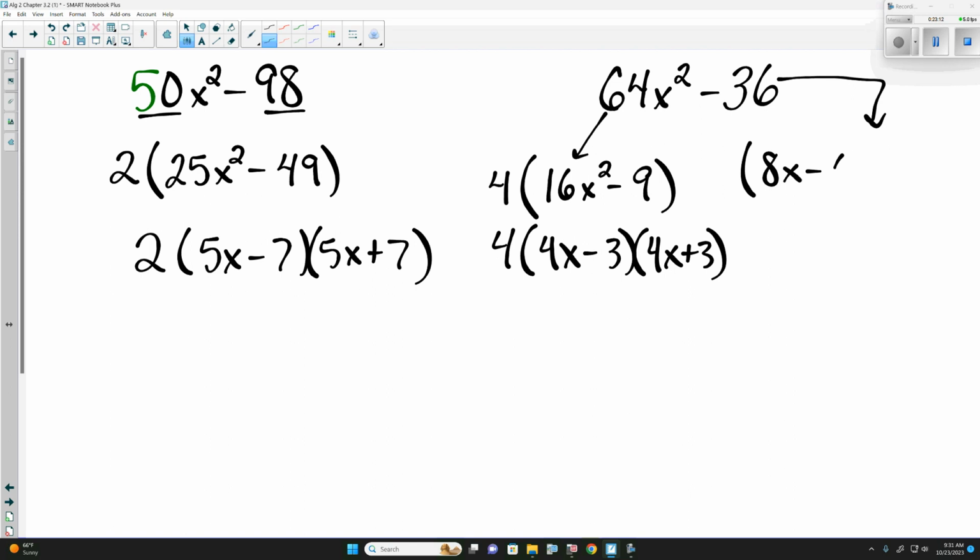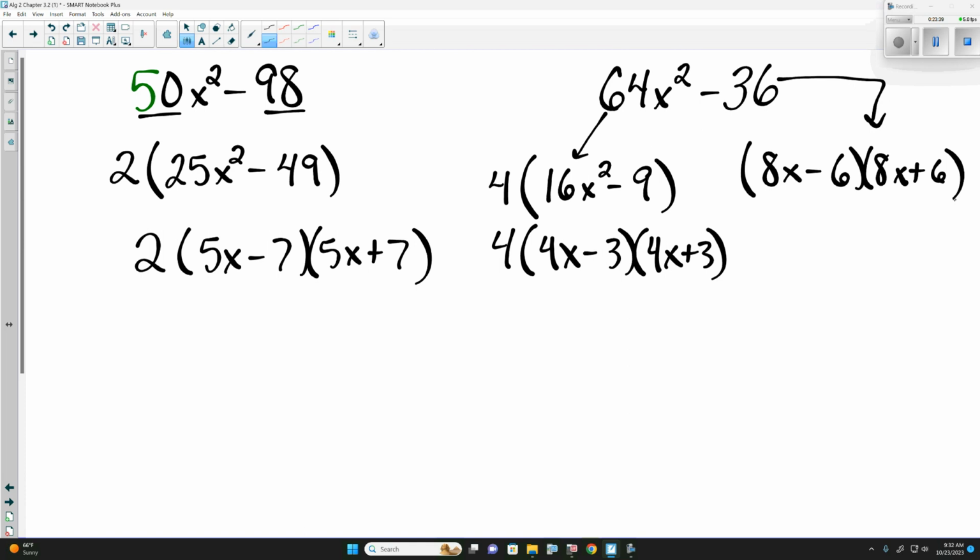64 is 8 and 36 is 6. It still works, and it seems odd that it does, yes? What was the greatest common factor I pulled out originally? Is 4 a perfect square? This is one of those cases, because 4 is a perfect square, it still works. It's still a difference of perfect squares.